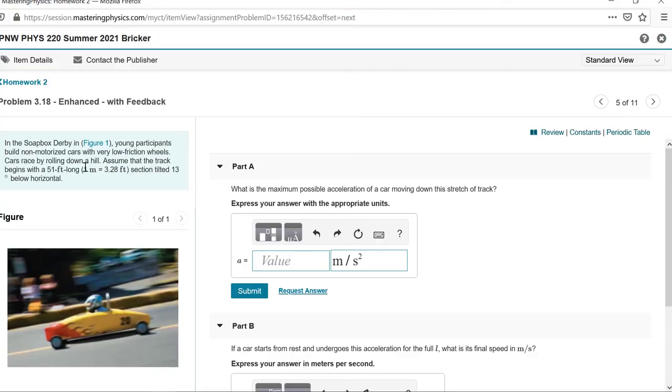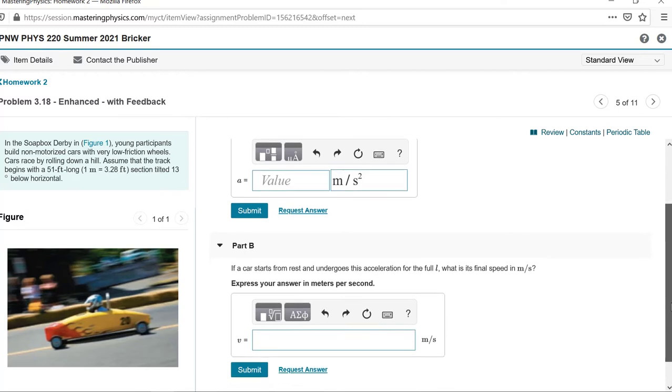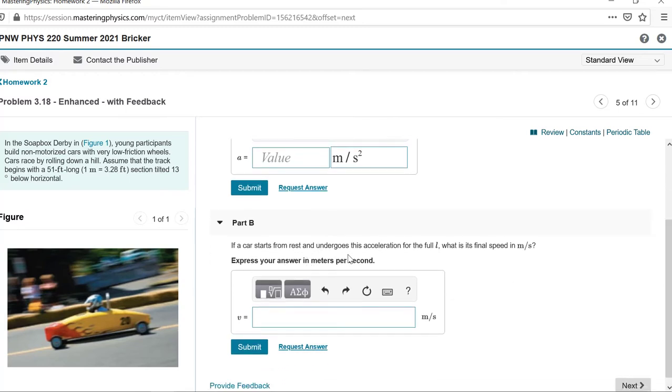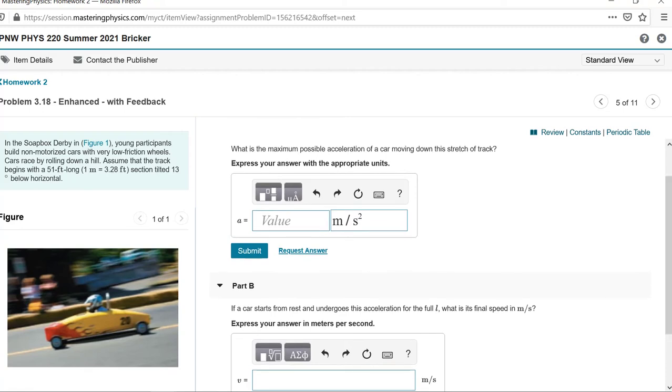So, more motion on an incline. In the soapbox derby in figure 1, this picture here, young participants build non-motorized carts with very low friction wheels. Cars race by rolling down a hill, assuming the track begins with a 51-foot long section tilted at 13 degrees below the horizontal. What is the maximum possible acceleration of a car? Again, we can figure out the acceleration like we did in the previous problem. And then part B: if the car starts from rest and undergoes the acceleration the full length, what is the final speed? Okay, good. So let's look at a picture of this, and I can give you some hints.